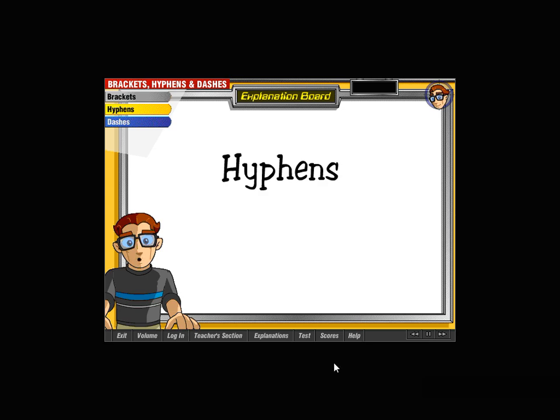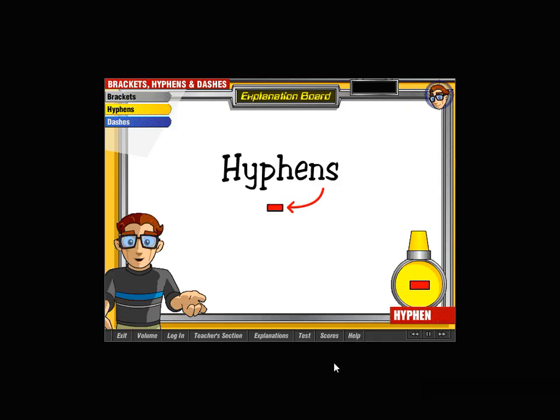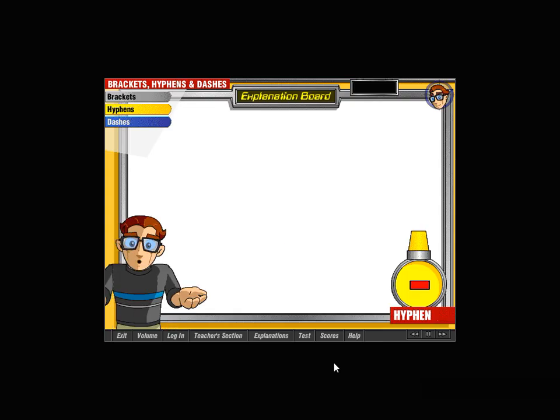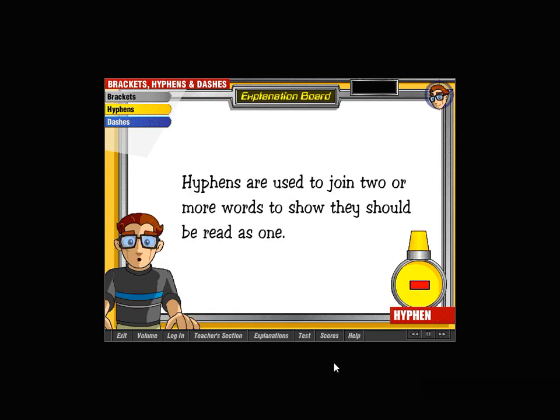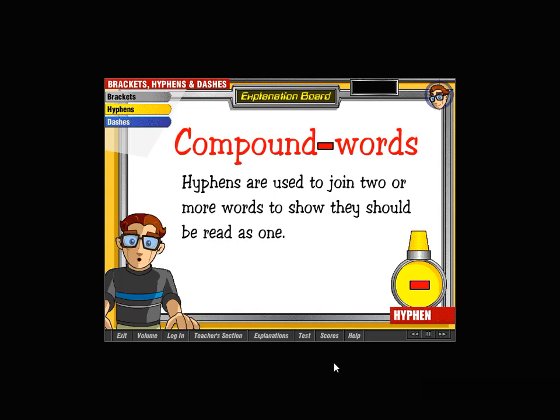So let's get clear on hyphens. What is a hyphen? Well, hyphens are those short horizontal lines. They're shorter than dashes, usually about half as long. And so what are they for? Well, they're used to join two or more words in order to show that they should be read as one. They create compound words.